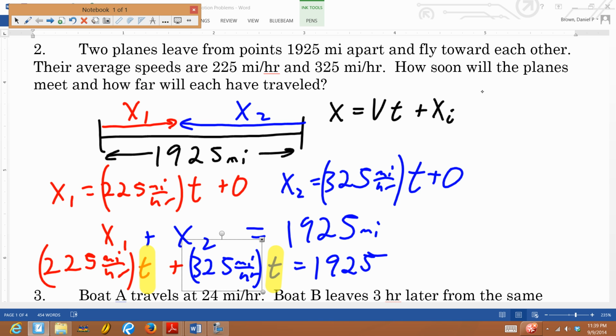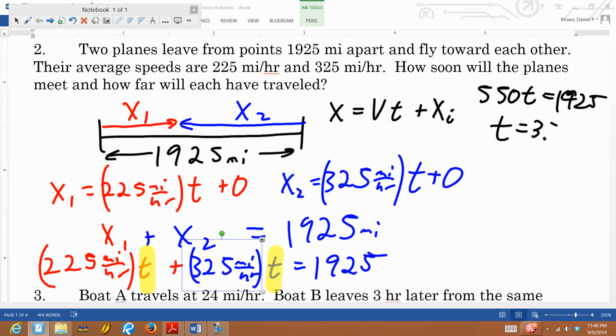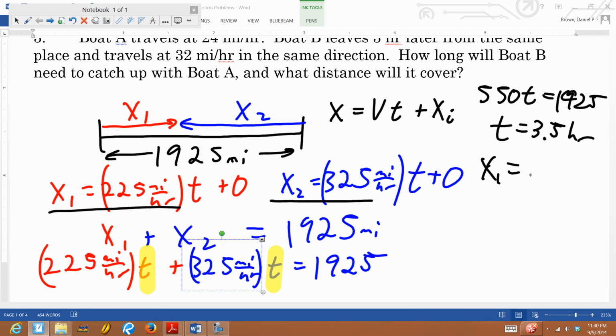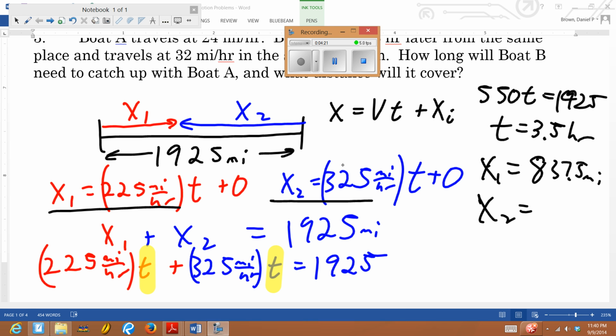Okay, I'll jump back over here. So 550 t equals 1925. We divide both sides by 550. We find that t is 3.5 hours. Then we multiply it back into our two equations over here in red and in blue. And we're going to find that x1 is equal to 837.5 miles, I believe. And we're going to multiply back in and find that x2 is equal to, numbers escaping me.